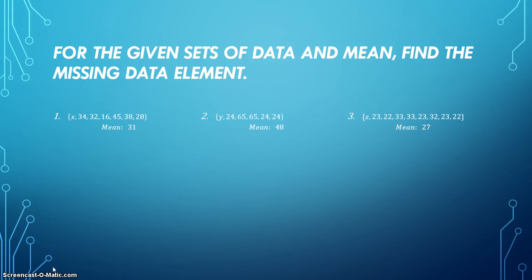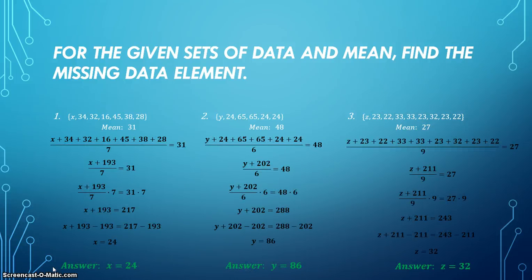Alright, welcome back. So as you can see, I have the 3 problems still up on the screen. Each one with a set, and each one with a given mean. And each set contains a variable. 1 contains x, 2 contains y, and 3 contains z, and your job is to figure out what that variable equals. Now if you take a look, I have all the work right there.